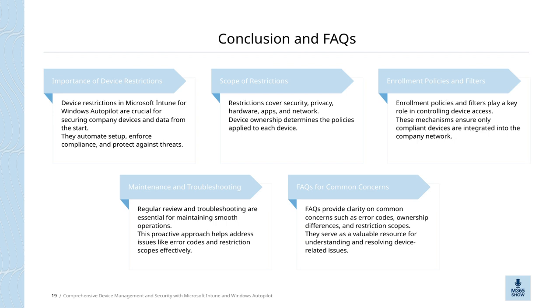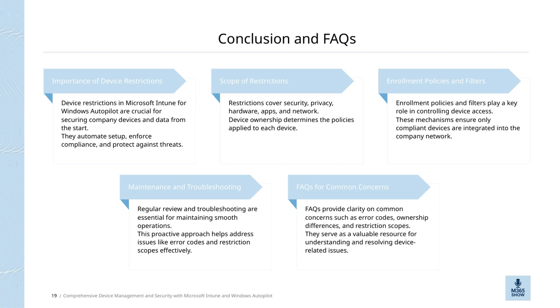By proactively addressing issues like error codes or restrictions, we can prevent larger problems down the line and ensure a seamless user experience. When it comes to controlling access, enrollment policies and filters are vital. They help us ensure that only compliant and secure devices are allowed onto the network, which is essential for maintaining security standards. Restrictions are another critical aspect. They cover a wide range, including security settings, privacy controls, hardware configurations, applications, and network access. These restrictions are applied based on device ownership, which determines the policies that are enforced on each device.